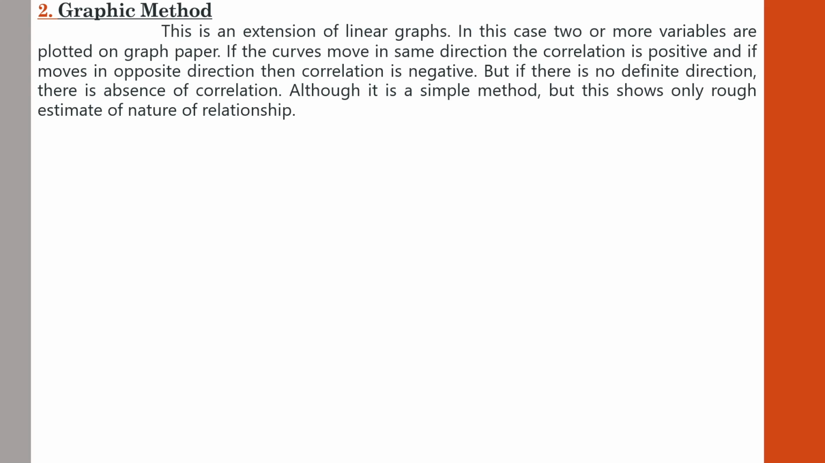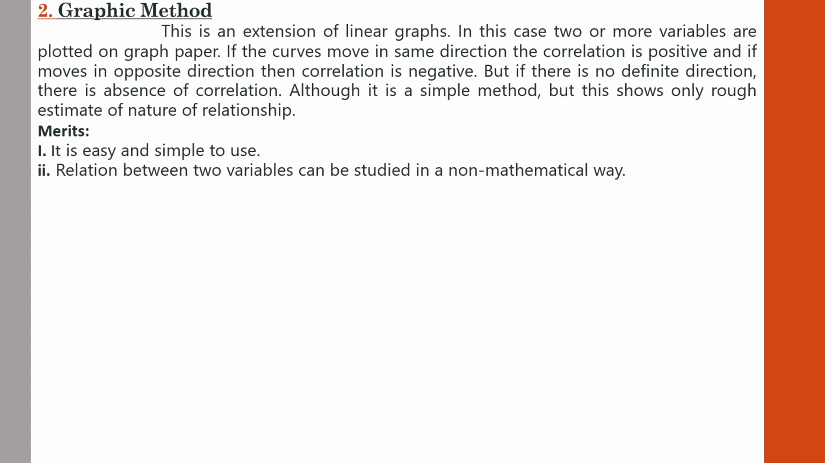Although it is a simple method, it shows only a rough and estimated nature of the relationship, just like the scatter diagram. So what is the difference between the scatter diagram and the graph method? In the scatter diagram, you will not draw a straight line or a curve because your analysis is based on the points plotted in a graph. But in the graph method, you will be drawing a line. It may be a straight line or it may be a curve depending upon the points plotted. So what are the merits of the graphic method? It is simple and easy to use.